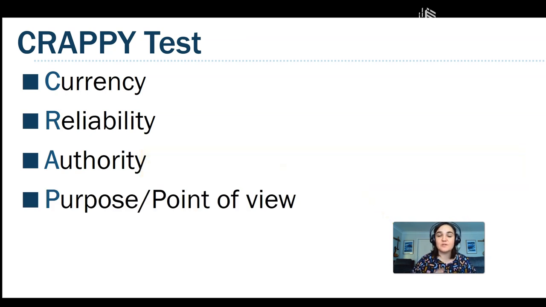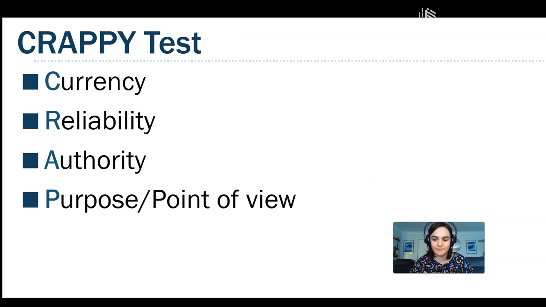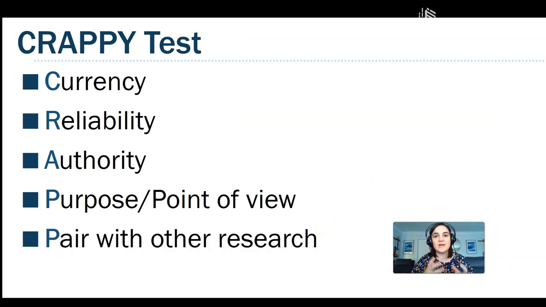P is for purpose or point of view. So that was kind of what we mentioned earlier, where we have to think about, is this person giving me their opinion, or are they giving me actual facts, and are they citing where they got that fact from and how they found that information and things like that? Also, when you're looking at purpose, a lot of the time when you're going through websites, especially .com websites, the purpose will actually be to sell you something. It will be an advertisement, and sometimes it's really tricky to tell whether it's an advertisement or whether it's actual reliable information.